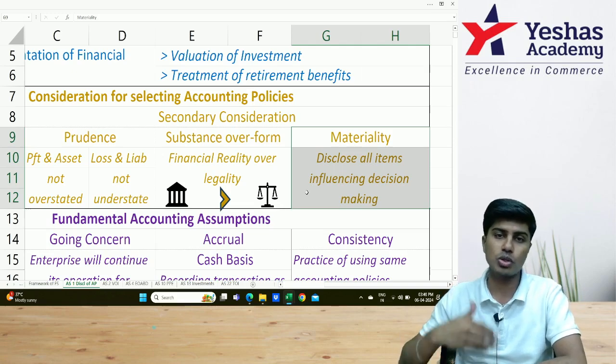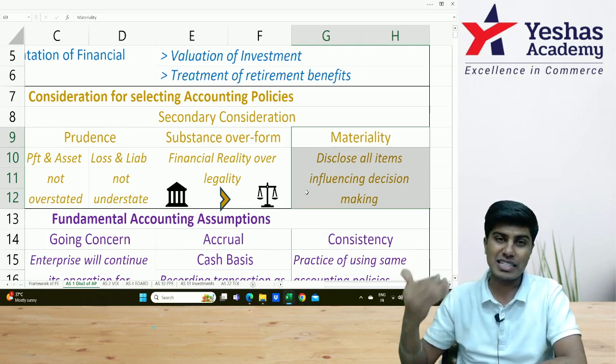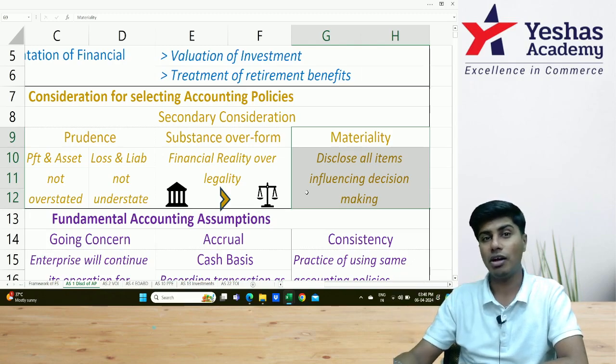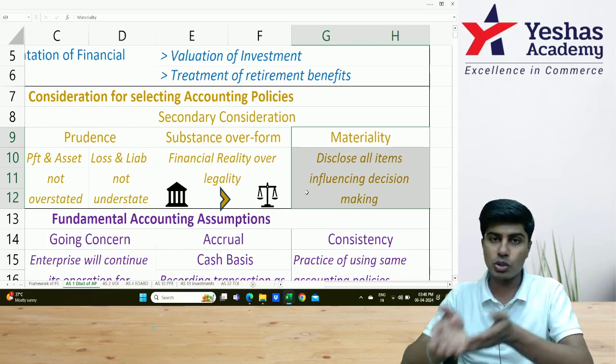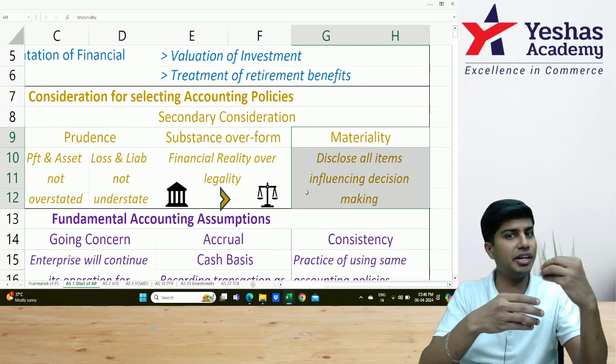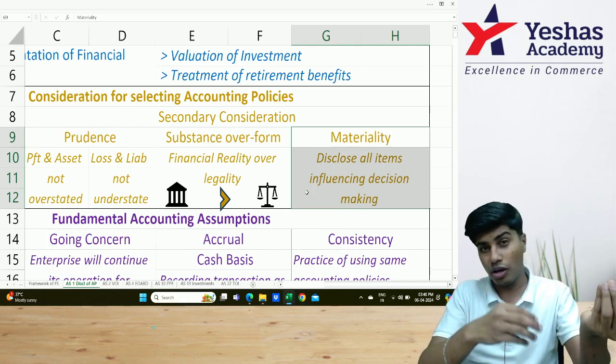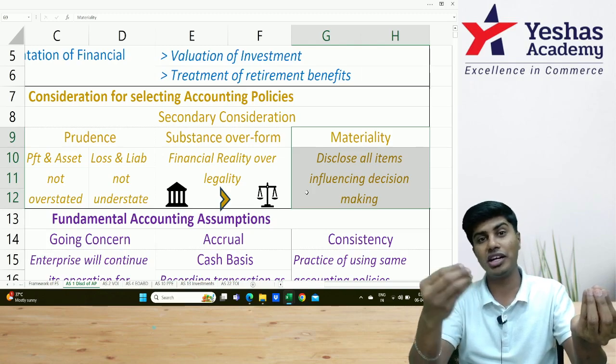Materiality is that we need to disclose all the items which are going to have a substantial or material impact on the user. Now, by disclosing this information, the investor will take a different decision, and by not disclosing this information, an investor will take a different decision.